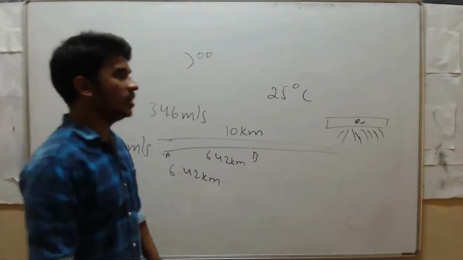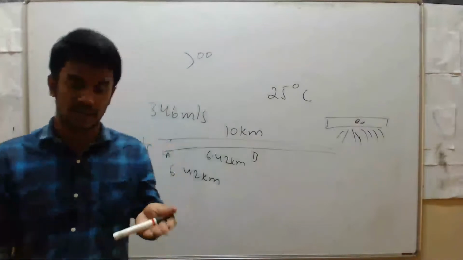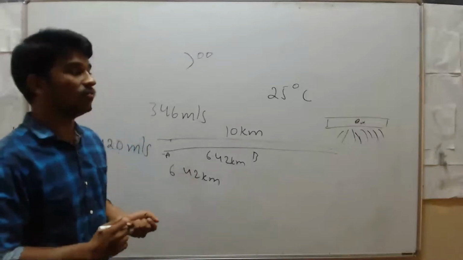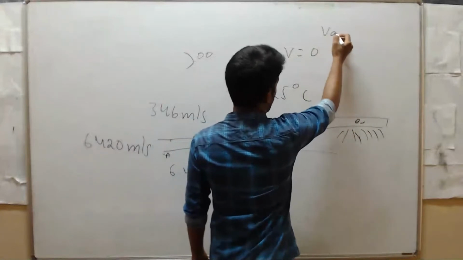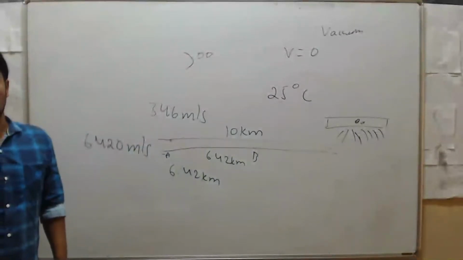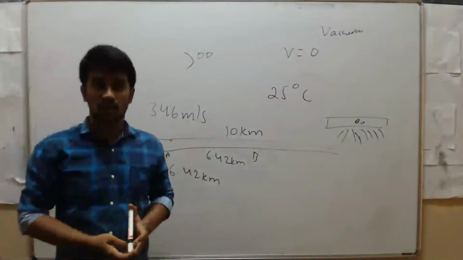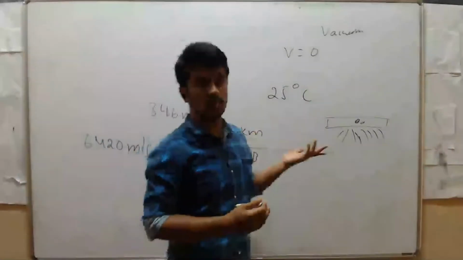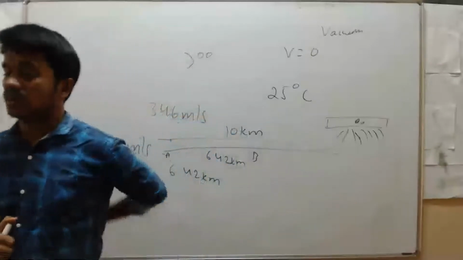Keep in your mind that the speed of sound is maximum in solids, a little bit less in water and gases, and the speed of sound is zero in vacuum. Why? Because there are no particles in a vacuum. Vacuum means an empty space. To travel, sound requires some atoms, and in vacuum there are no atoms, so the speed of sound in vacuum is zero. It can't travel in a vacuum.